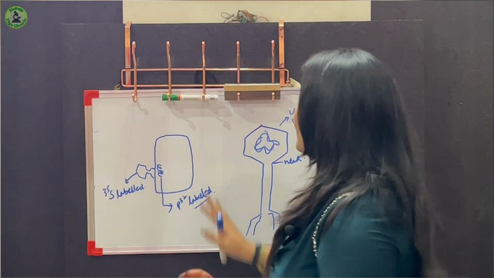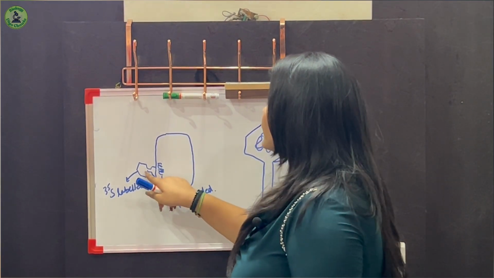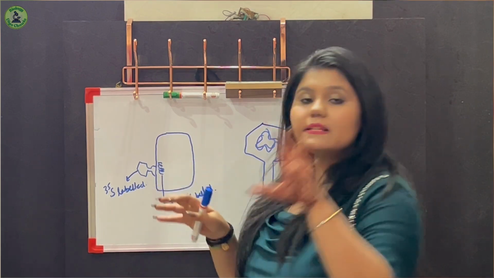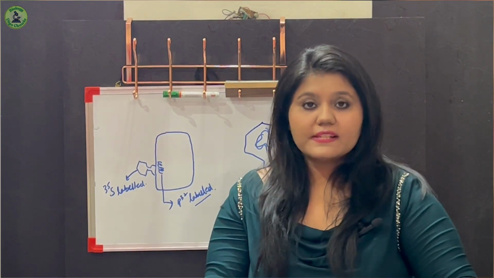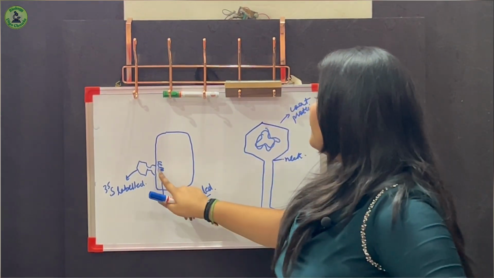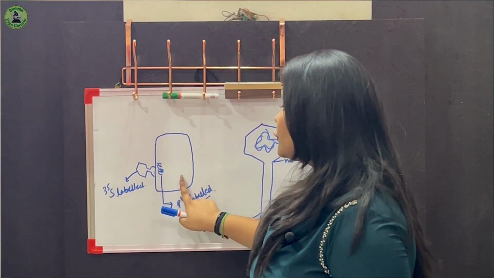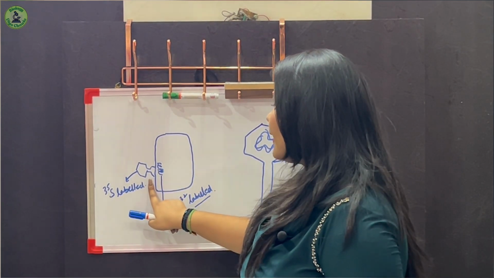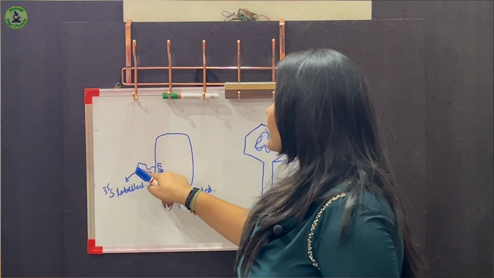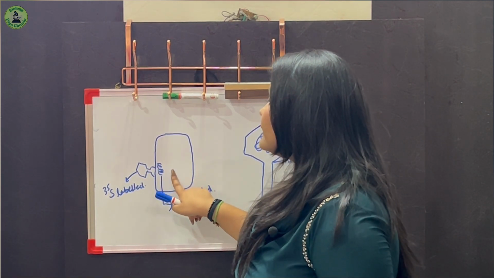All right. Now what happened in the experiment, they mixed the bacteria with the bacteriophages. When they mix both of them together, the bacteriophage will attach to the bacteria with its tail fibers, and it will inject this genetic material inside the cells.